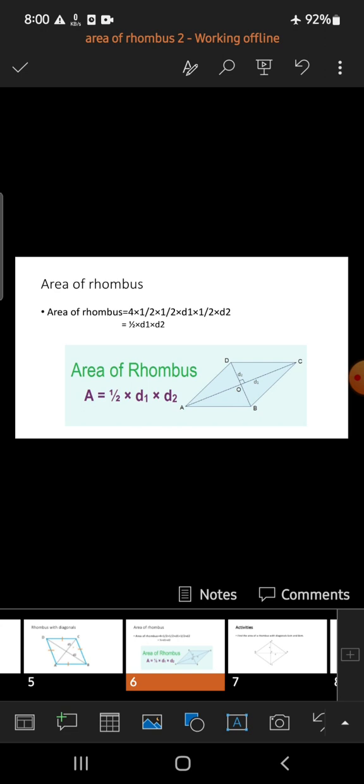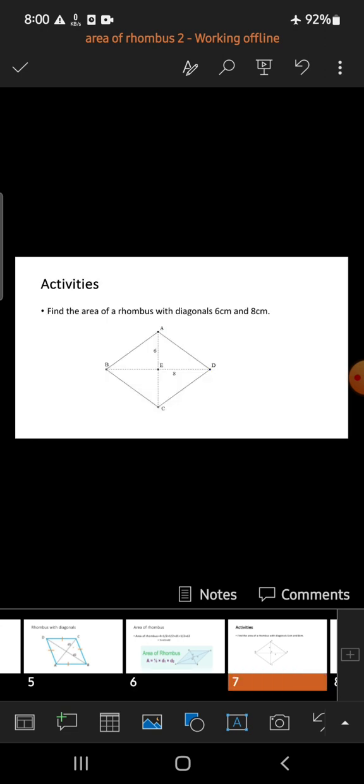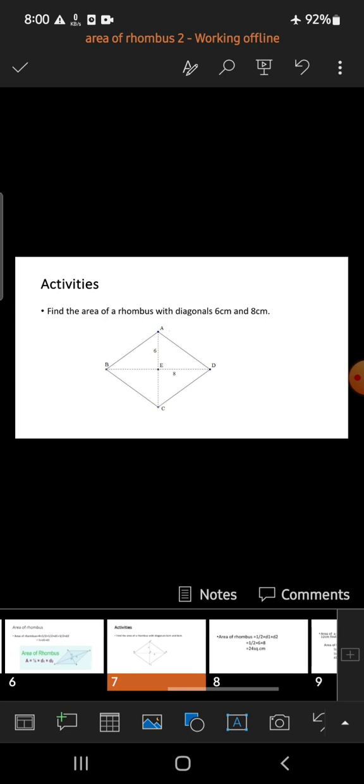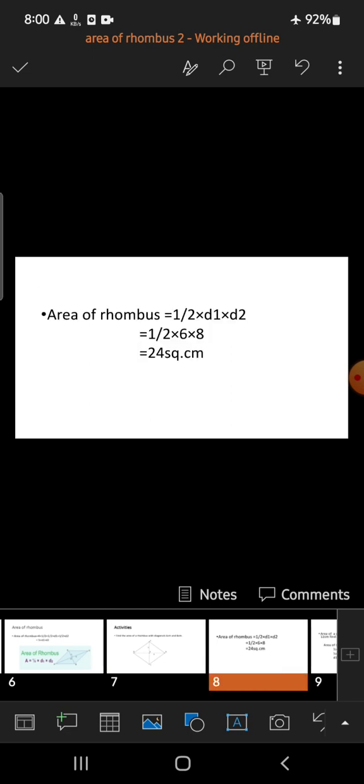Okay, here it is. Find the area of rhombus with diagonals 6 cm and 8 cm. What we have to find here? The area of rhombus. And what is the formula for finding the area of rhombus? Half of D1 D2. So area of rhombus will be half into 6 into 8, that is 24 centimeter square.